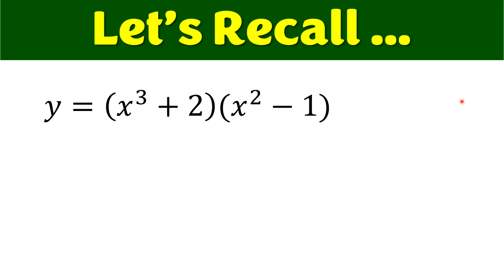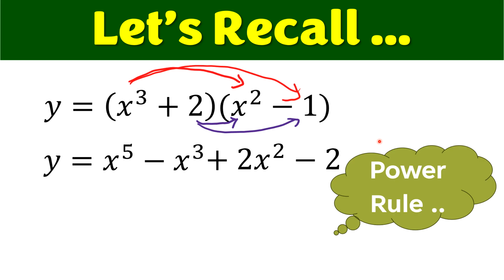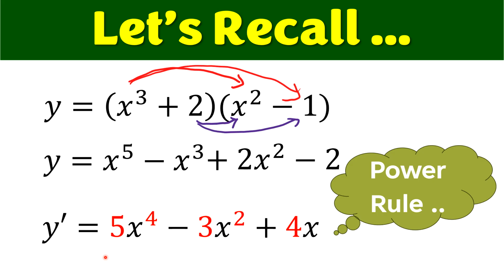Before we dive into the product rule, let us recall this example which I went through in my first video on the power rule. In this example, there is also a product of two terms, but in this case, we can find the derivative very easily by expanding because for each term, there is no additional power over here. So by expanding, I will have x to the power 5 minus x cubed. Then I'm going to do the rainbow method for the other terms. I will have plus 2x squared minus 2. So once I expand, I will be able to apply the power rule. I'm going to differentiate them individually and get the derivative very easily.